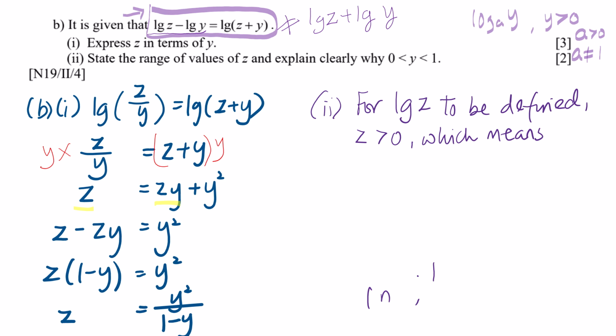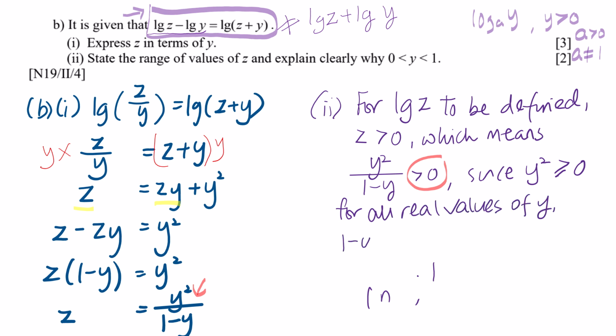And if z is more than 0, remember in part 1 I have made z the subject. z is equal to y squared over 1 minus y. And if z is more than 0, it means y squared over 1 minus y must be more than 0. Now we all know that y squared is more than or equal to 0 for all values of y. So that will make 1 minus y positive, because a positive divided by positive will give you a positive value. So 1 minus y must be more than 0. And with that, you will get y less than 1.